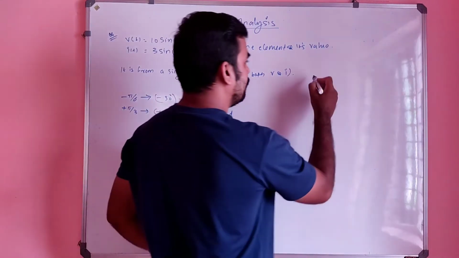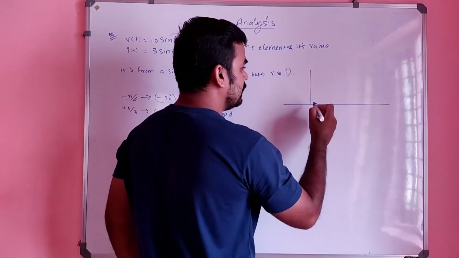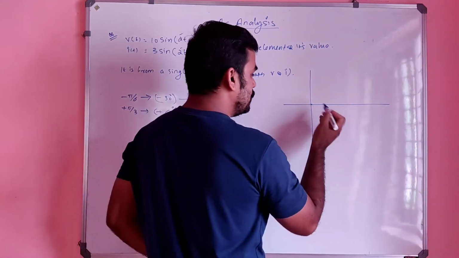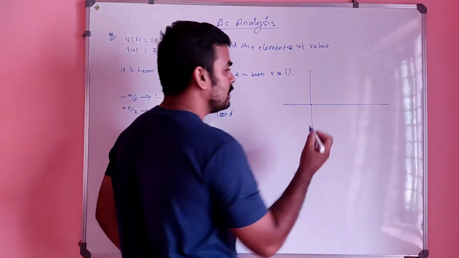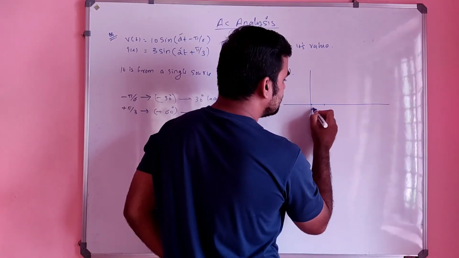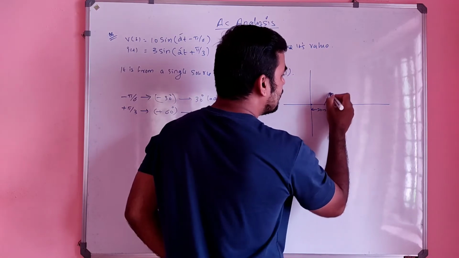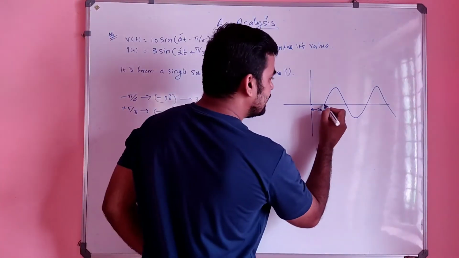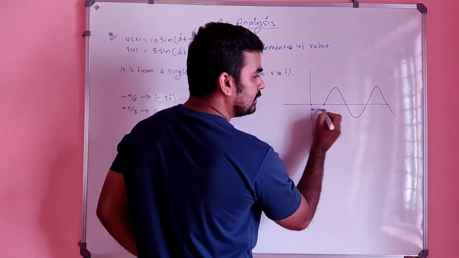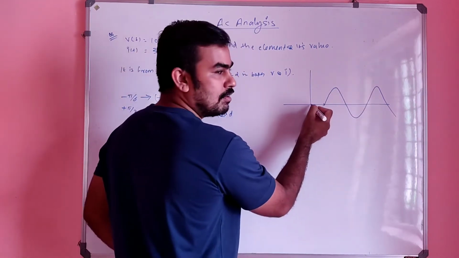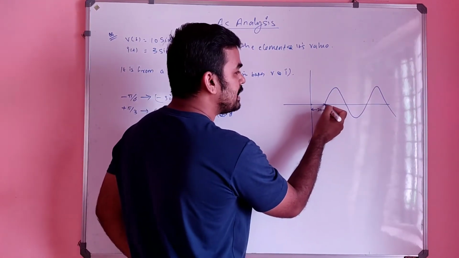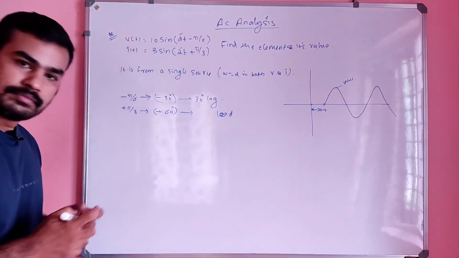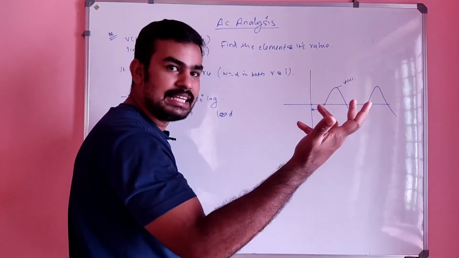When I draw this in the figure, this is the reference value, right? Minus 30 degrees means V of t is lagging by 30 degrees, so this angle will be 30 degrees. This is the reference point, and after 30 degrees my V of t started, right?